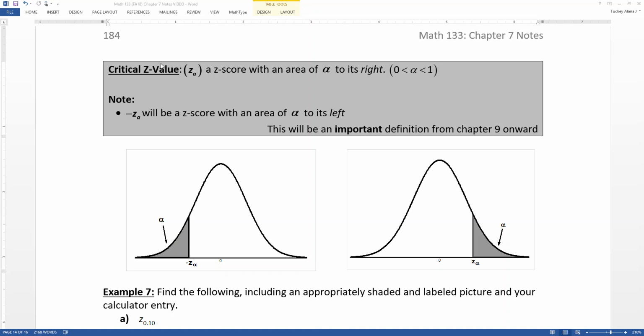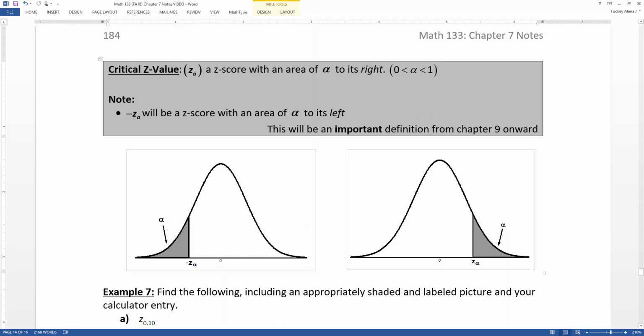Now, z is because it's a z-score. So you're going to be finding a z-score, finding a vertical line on a normal curve. Right? And of course, the z-curve, automatically we know if we see the letter z, the mean is 0, the standard deviation is 1. That is just how z-curves work.